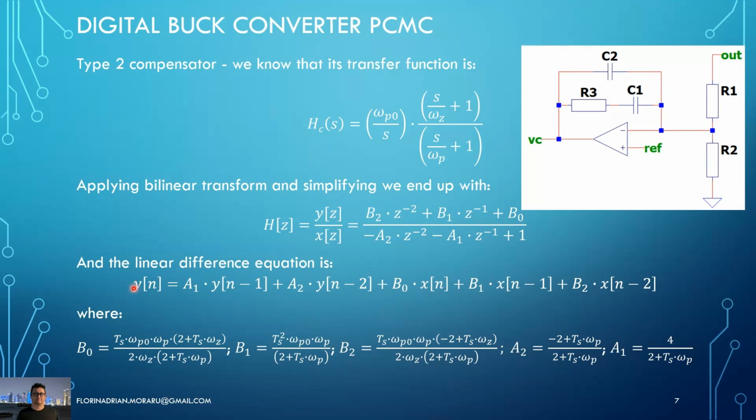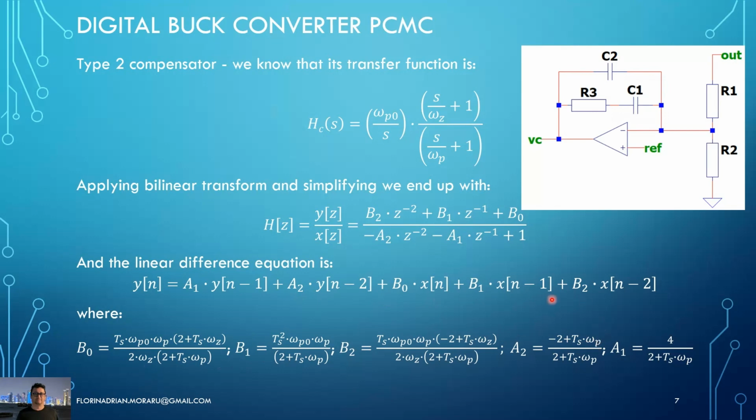And then the linear difference equation will be of this form, where y of n is the current output, y of n minus 1 is the previous output, x of n is the current input, and x of n minus 1 is the previous input. Output and input here refer to the digital compensator Hc of z. Okay, and then we have the equations here for the coefficients.